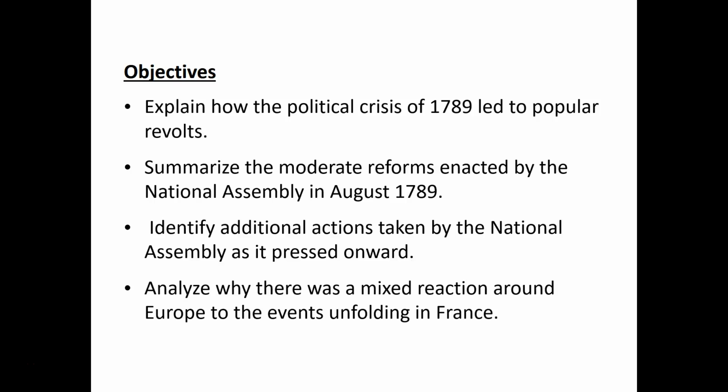And then we'll pause for a moment and take a look at what the reaction is around the rest of Europe to these revolutionary events that are unfolding in France. As you can imagine, with the rest of Europe being ruled by monarchies, they might have a predictable reaction to the revolutionary fervor within France.